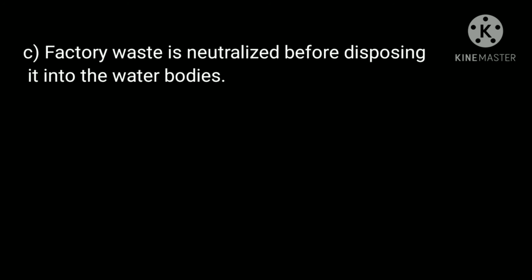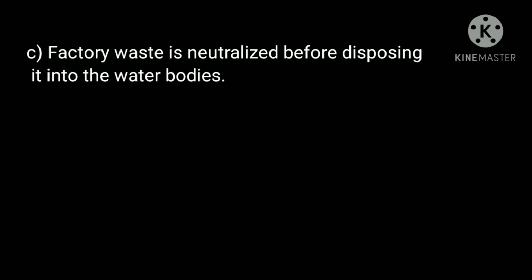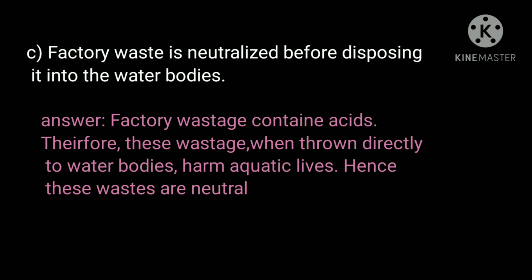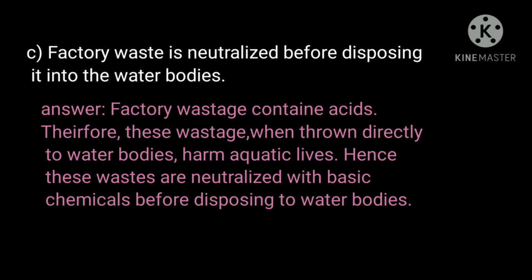Next, question C. Factory waste is neutralized before disposing it into the water bodies. Answer. Factory wastes contain acids. Therefore, these wastes when thrown directly into water bodies harm aquatic life. Hence, these wastes are neutralized with basic chemicals before disposing them into water bodies.